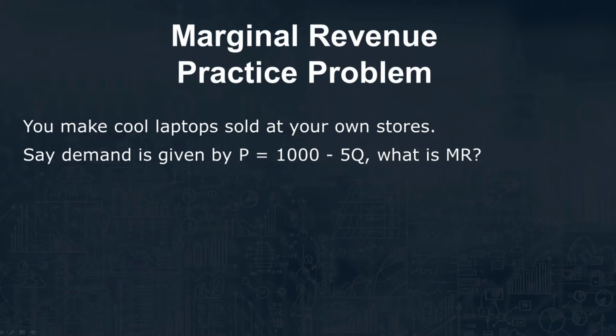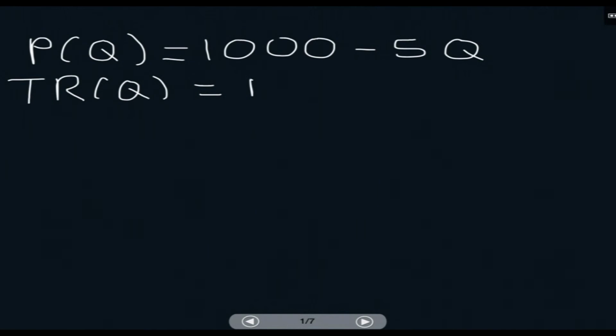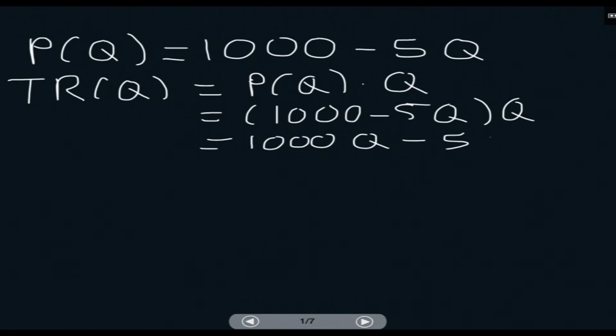So let's actually work out an example here. Let's start with our demand equation. So we have P of Q equals 1,000 minus 5Q. The first thing we can do is calculate our total revenue, or revenue, same thing. And this, of course, is just P of Q times Q. So subbing in what we know, and then we want to multiply through. So we're going to get 1,000Q minus 5Q squared.